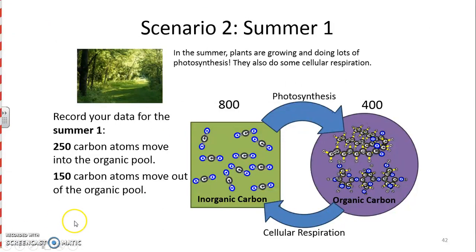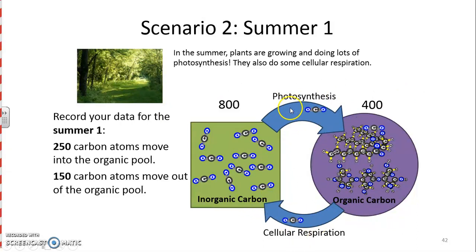Well, first you need some data. So we already have our starting masses, but we really don't know what the fluxes are. So I have to give you those. You have to be handed those fluxes. So we've got our carbons moving. Because it's summer, we're going to have more photosynthesis happening than respiration.